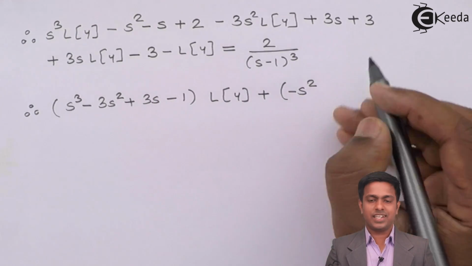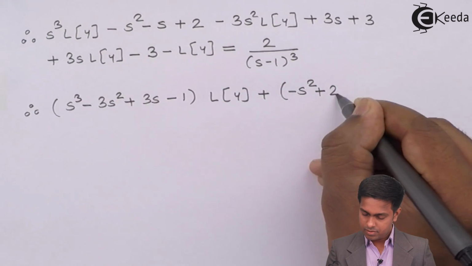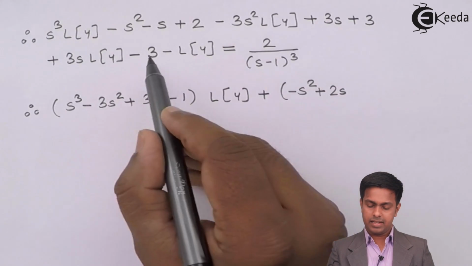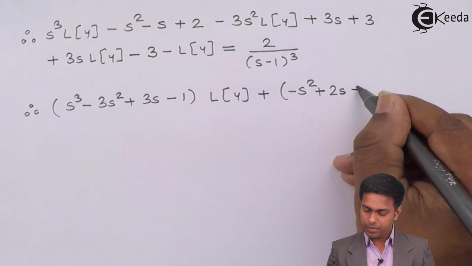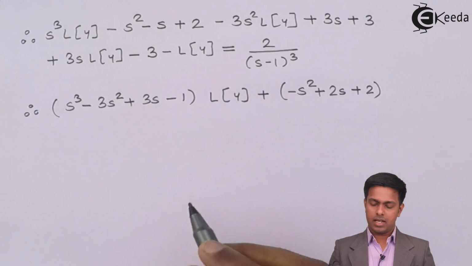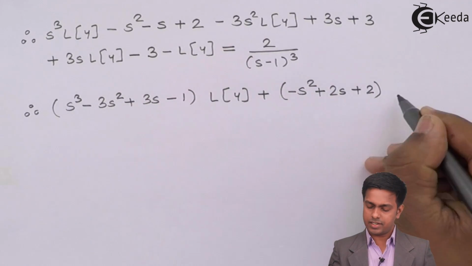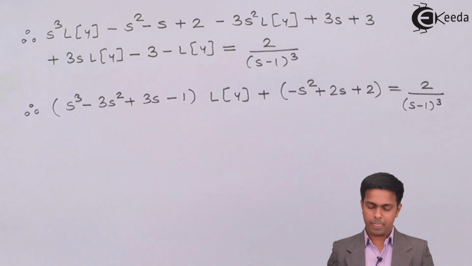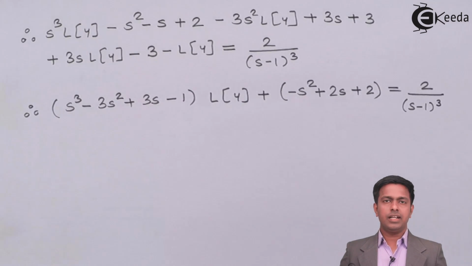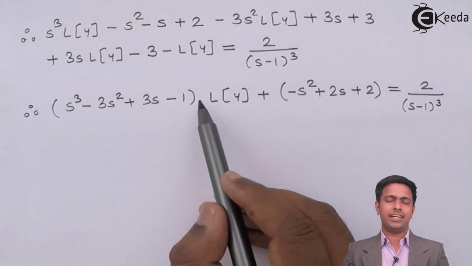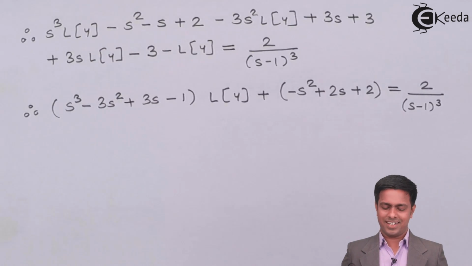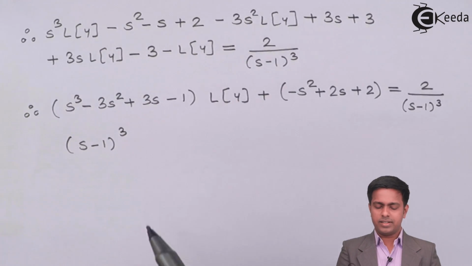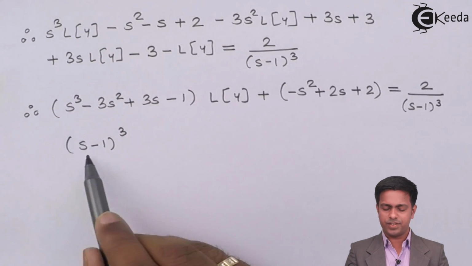Minus s and plus 3s will become plus 2s. Then plus 3, plus 2, plus 3 is 5. Then minus 3, that is plus 2. And on the right hand side we'll get this term, which is 2 upon (s minus 1) cube. Now if you see this bracket, it reminds me of a formula, and that is nothing but (s minus 1) the whole cube. So these 4 terms are the expansion of this formula.